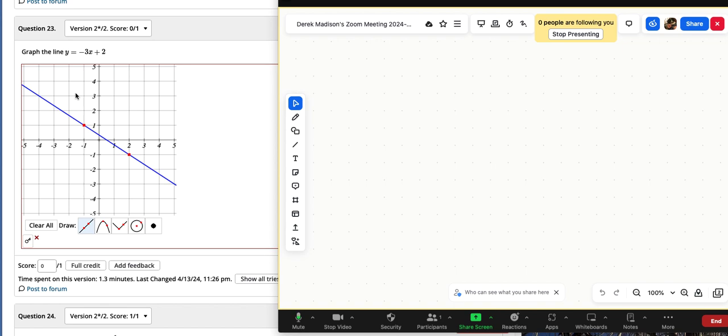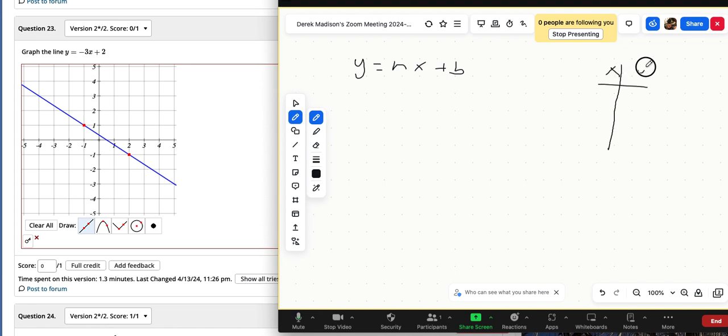This one, we could look at a couple of ways. We could think of the slope-intercept form, which is y equals mx plus b. And then we could also make a table, so I'll approach it both ways, x and y. So y equals mx plus b, so that would be y equals negative 3x plus 2.